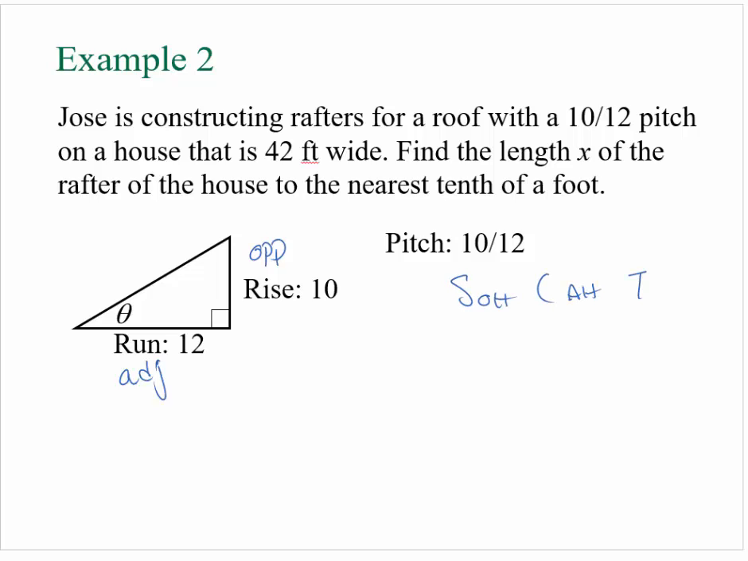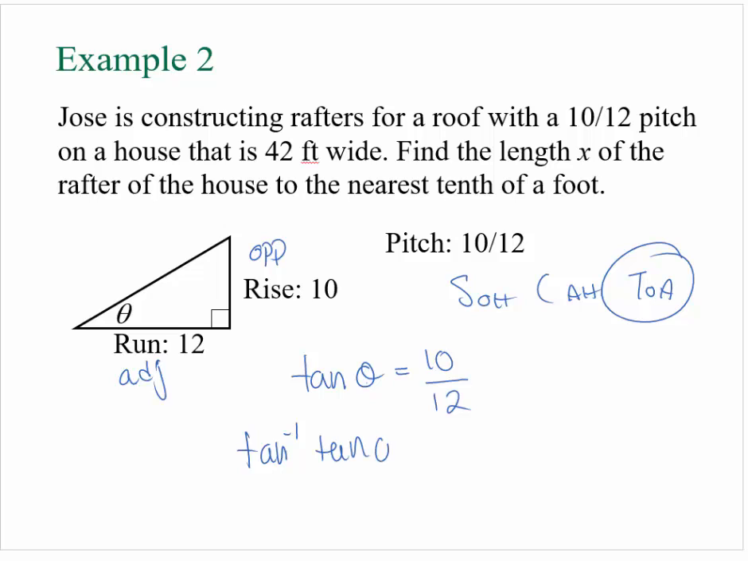So if we think of SOHCAHTOA, if I'm going to use opposite and adjacent, that means I have to use tan. So I'm going to find tan theta, and my opposite is 10, my adjacent is 12. Now how we get theta by itself, and theta is the angle, is I have to take the inverse tan of both sides. So whatever I do to one side, I do to the other side.